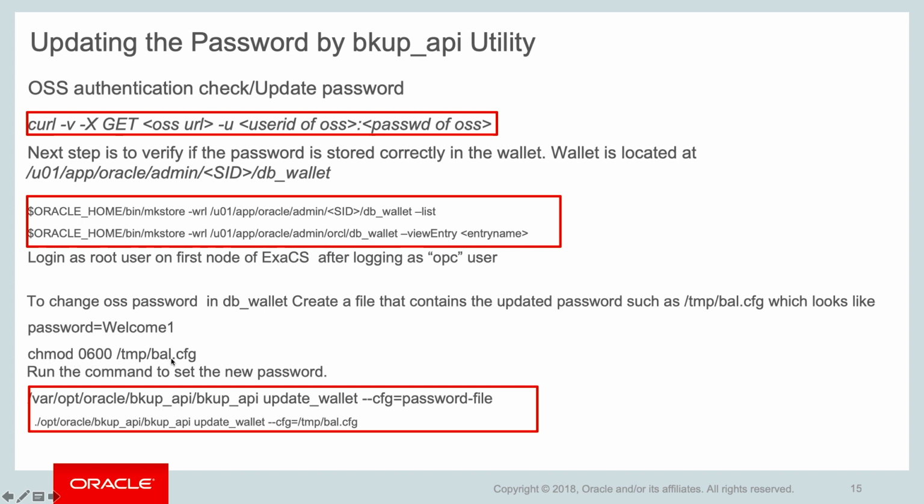I have named it bal.cfg, and then you run the command backup API update wallet with the configuration file which you have already created. So this password file is my new password configuration, and the example shows the same, where you are using backup API update wallet with the new configuration file. So if the password is changed in the object storage bucket, you are going to change it here also, but you'll have to use the update wallet command.